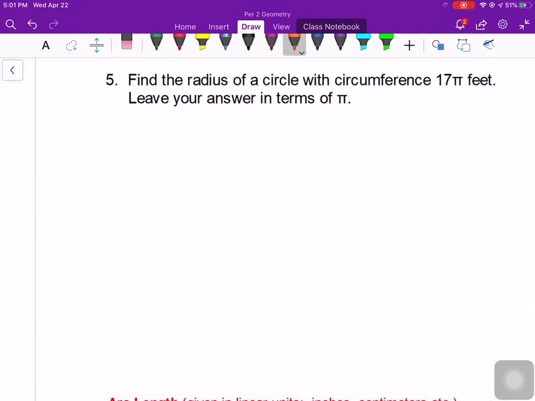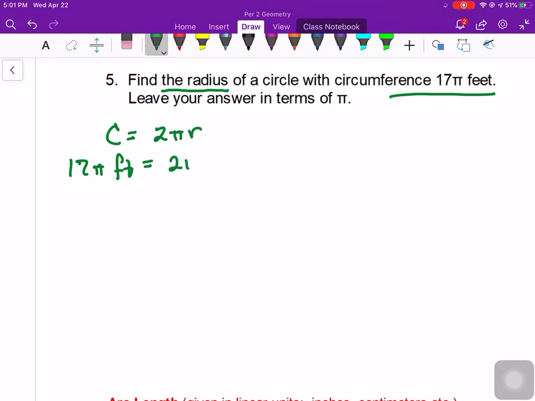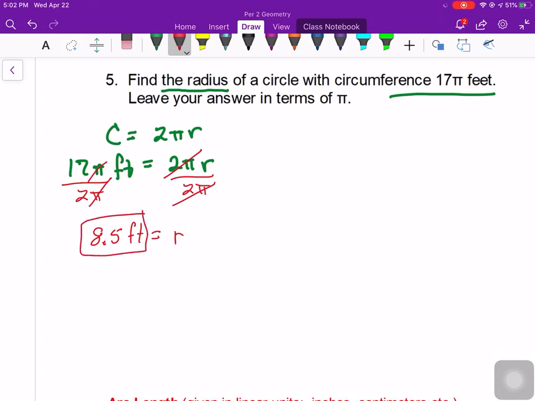Number 5 is asking us to find the radius. They give us the circumference. So we're going to use the circumference formula that has radius in it. Circumference equals 2 pi r. We're going to put the 17 pi feet in for the circumference equals 2 pi r. To solve it, we'll divide by 2 pi. When you do that, you can see that we just have the radius by itself. And the pi's will actually cancel, and we end up with 8.5 feet. Again, pretty straightforward once we put that in.